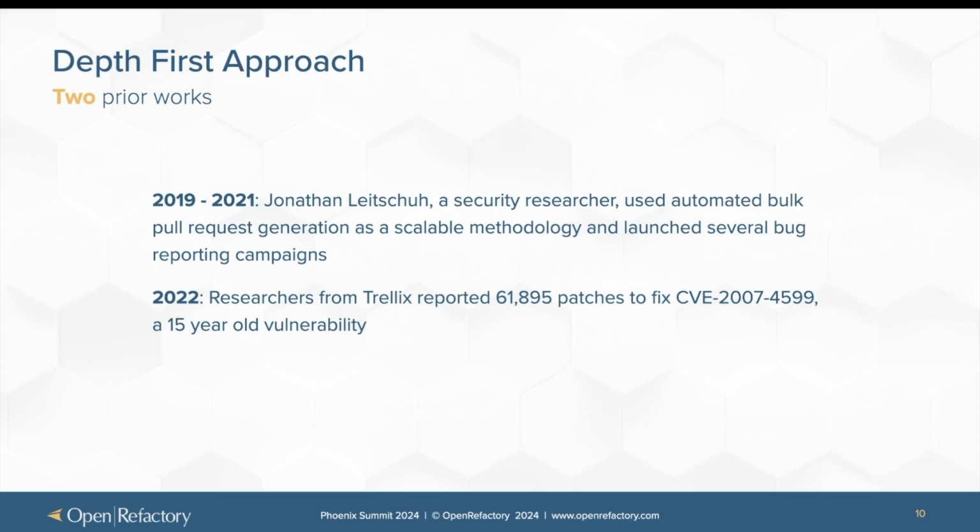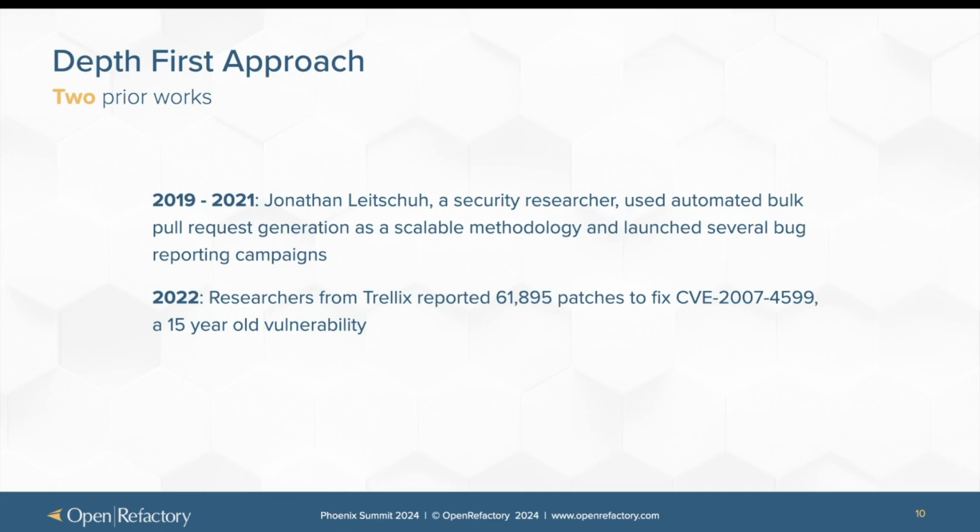As far as the depth-first approach, there are two well-known prior works. Between 2019 and 2021, my friend Jonathan Leichu, who is a prominent security researcher, used automatic bulk pull request generation as a scalable methodology and launched several bug reporting campaigns. What he did was he identified a bug, then went to GitHub and searched for all the applications or code signatures that may harbor such a bug, and then used an automatic mechanism to rewrite those applications so that a fix is produced, and then create bulk amount of pull requests to mitigate those bugs.